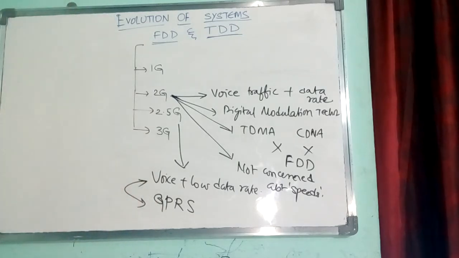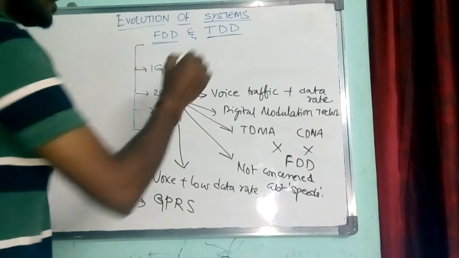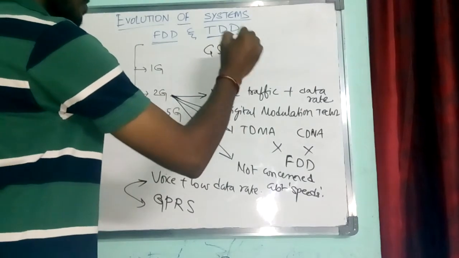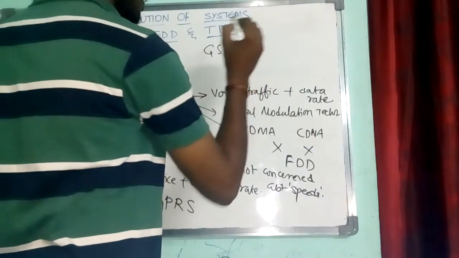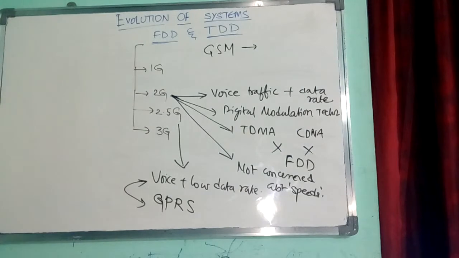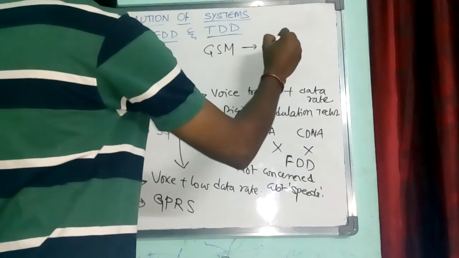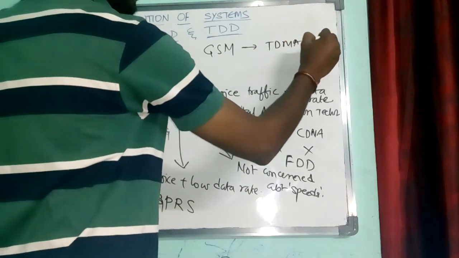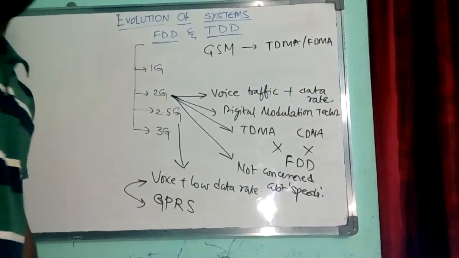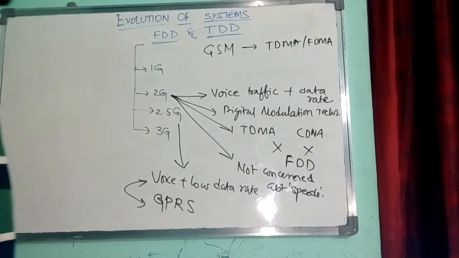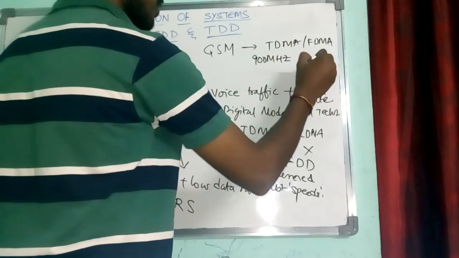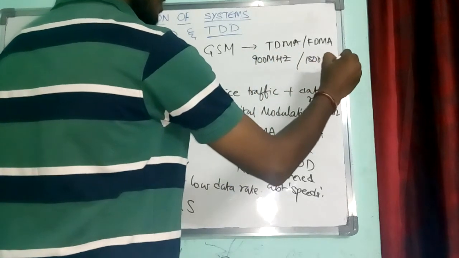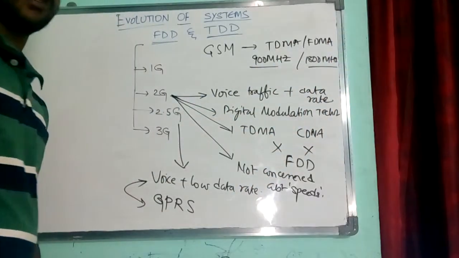Now there is another mobile system called GSM, which is Global System for Mobile Communications. They used, as I mentioned earlier, TDMA by FDMA, both multiplexing techniques. They had two frequency bands, generally 900 and 1800 megahertz.